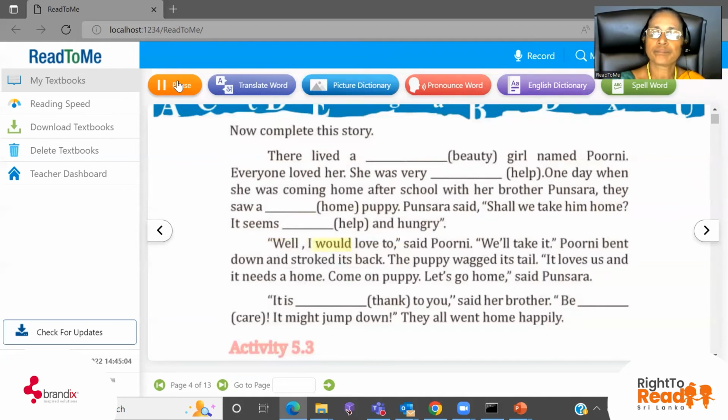"Well, I would love to," said Purni. "We'll take it." Purni bent down and stroked its back. The puppy wagged its tail. "It loves us, and it needs a home. Come on, puppy. Let's go home," said Pansara.